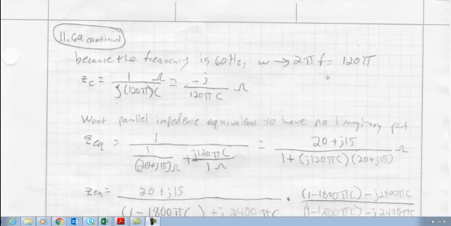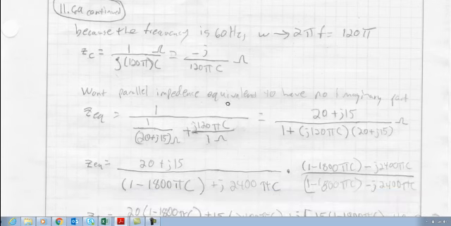So if we plug that in to figure out the impedance of the capacitor, that's just going to be 1 over j, omega being 120 pi, times c, or if you want to get the j out of the denominator, it's going to be negative j over 120 pi times c ohms. Now, what we want is to have a parallel equivalent of the capacitor impedance and the load impedance that we already have to have no imaginary part.